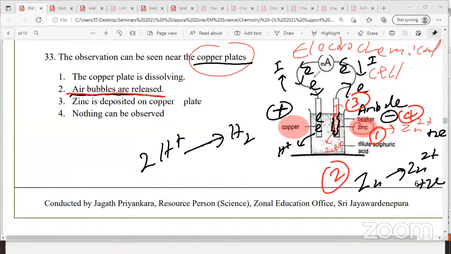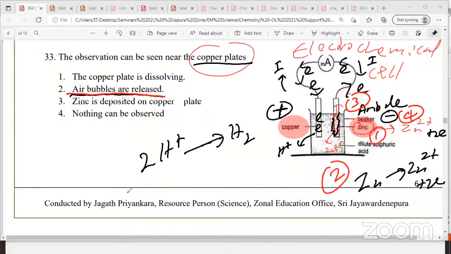What is the answer? So nothing can be observed? Completely wrong. What are the observations here? Zinc dissolves. Air bubbles or hydrogen bubbles near the copper plate. And the milliammeter shows a deflection of the needle. The indicator of the milliammeter will deflect.